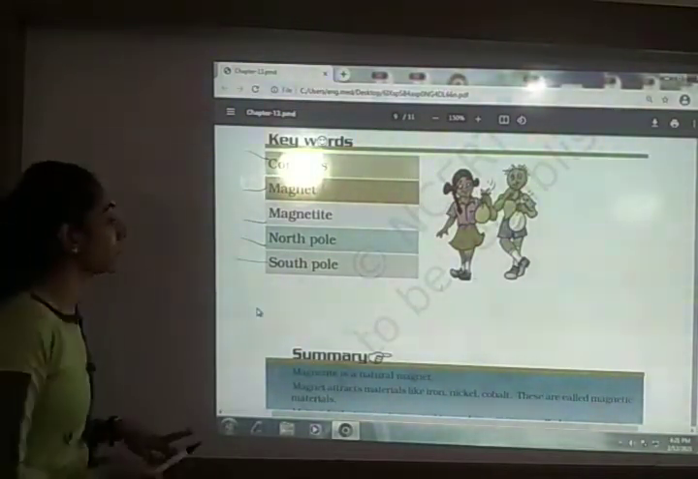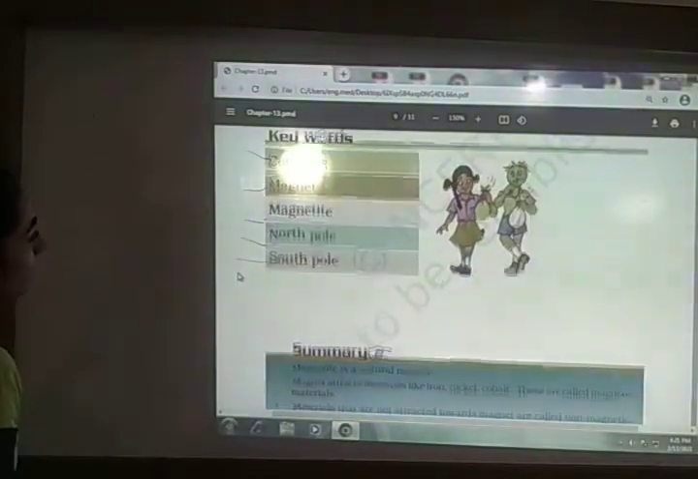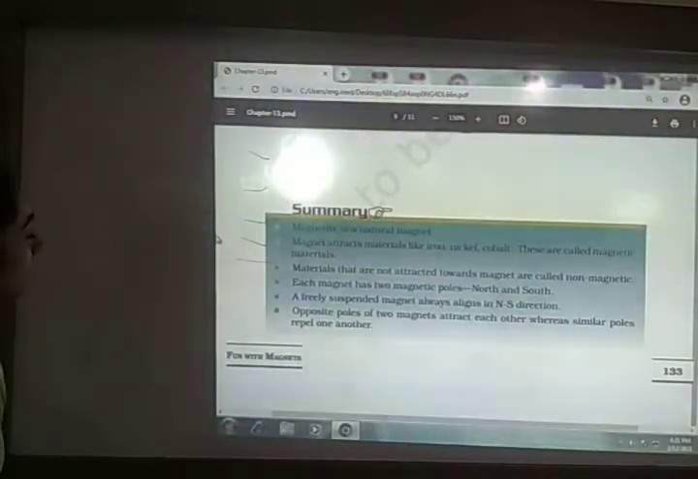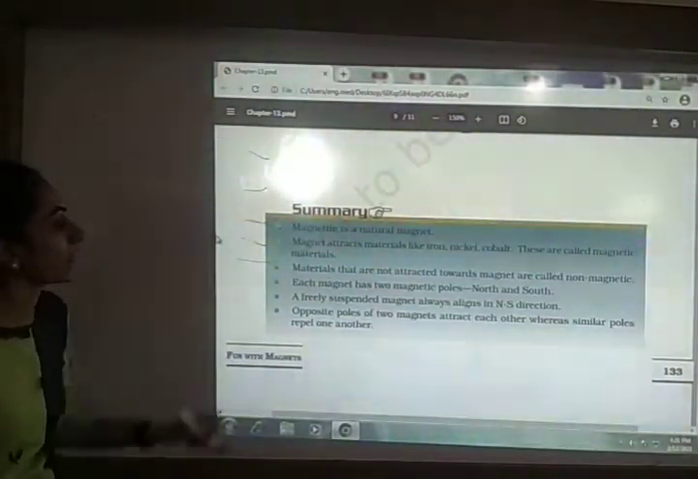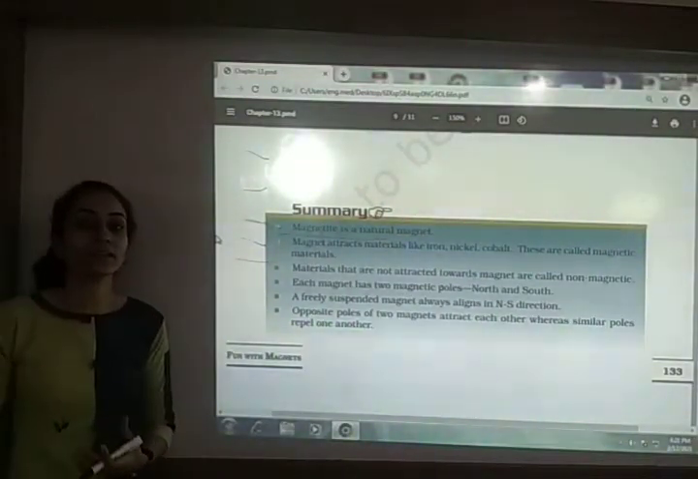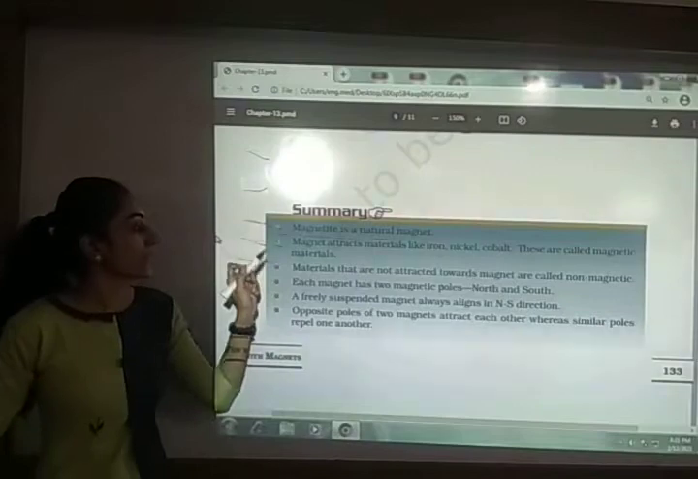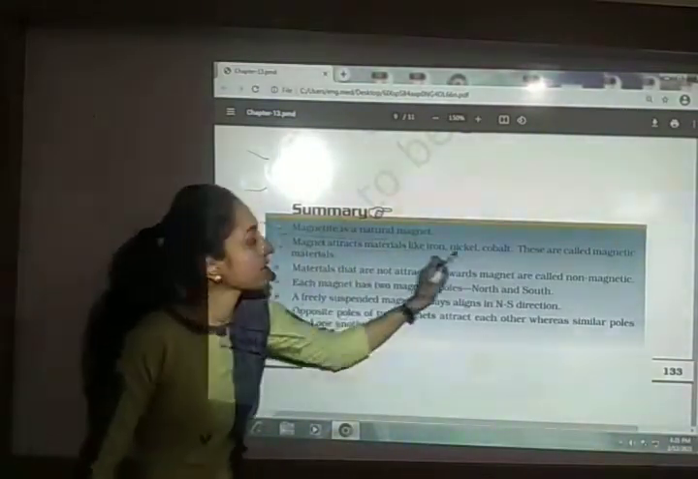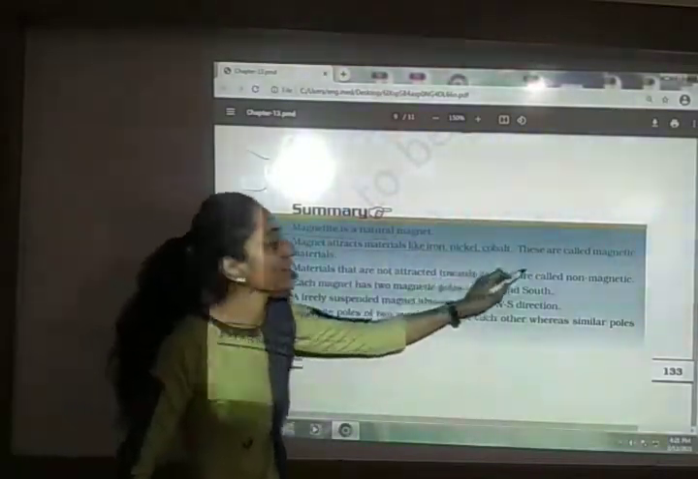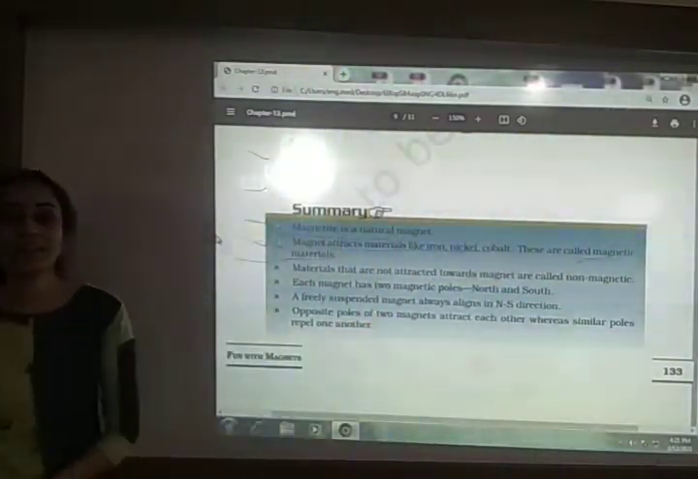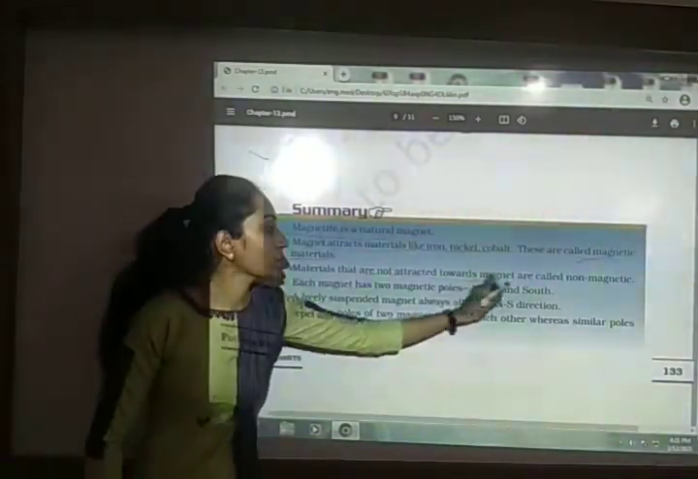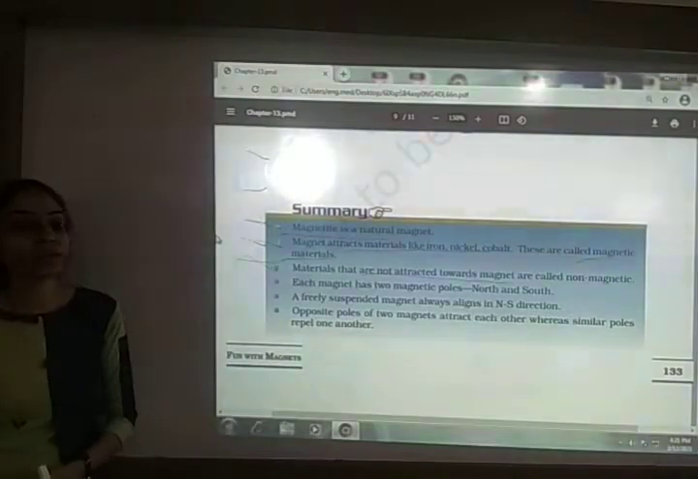Next, before ending the video, we will see what we learned in this chapter, the summary of this chapter. In this chapter, in the starting, we saw that magnetite is a natural magnet and we use this magnetite to make magnets. Next, we saw that a magnet attracts materials like iron, nickel and cobalt. That's why they are known as magnetic materials, because they are attracted by magnets. Then we saw that the materials that are not attracted towards a magnet are called non-magnetic materials.